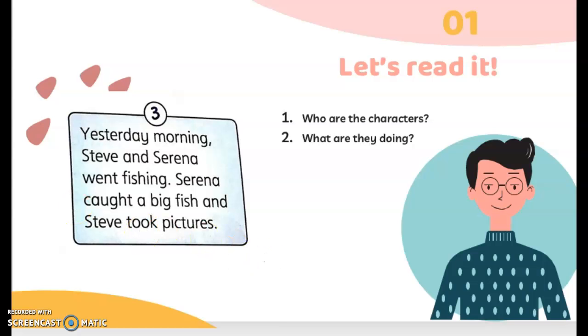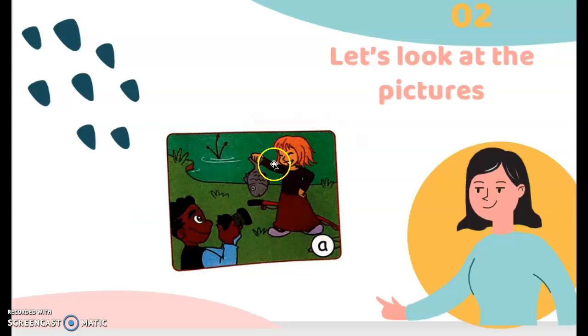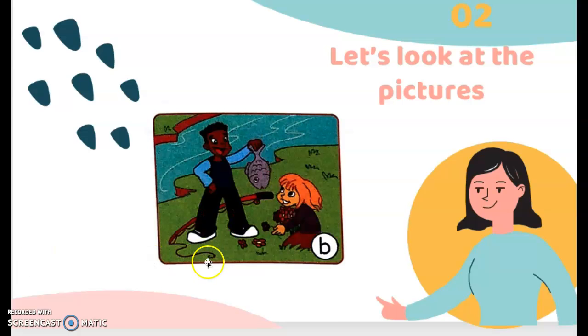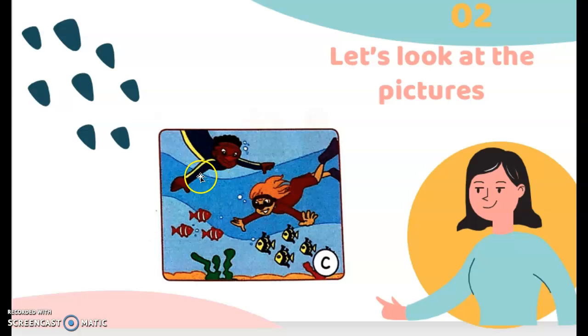Alright, now let's look at the pictures. See? Serena caught the fish and Steve took pictures. In the second picture, this time Steve caught a big fish while Serena was picking up the flowers. And in the last picture, both of them are in the sea swimming and enjoying the view of the fish in the sea.